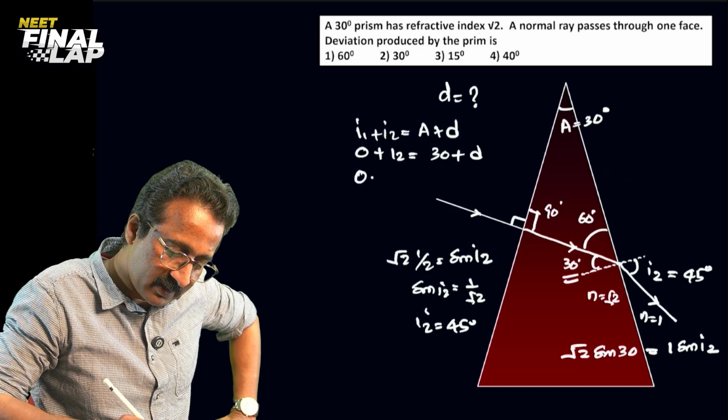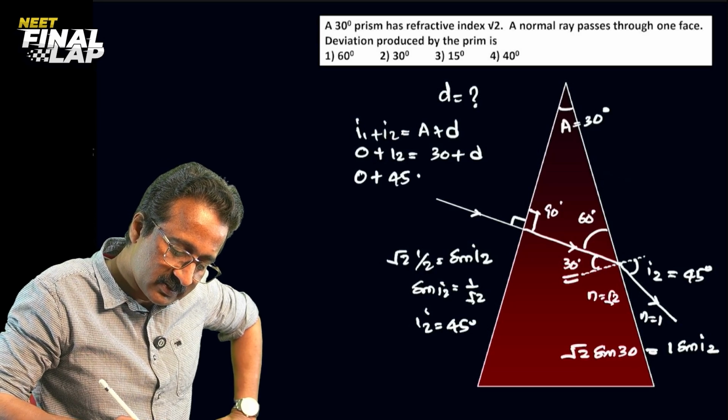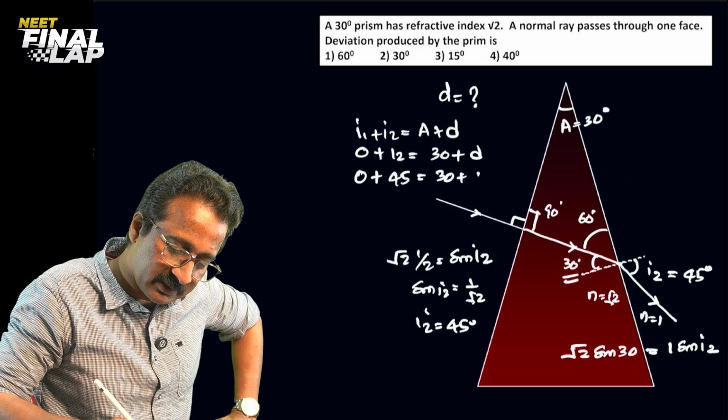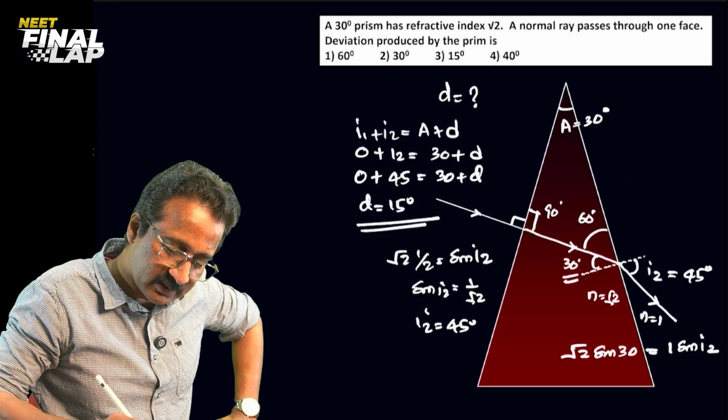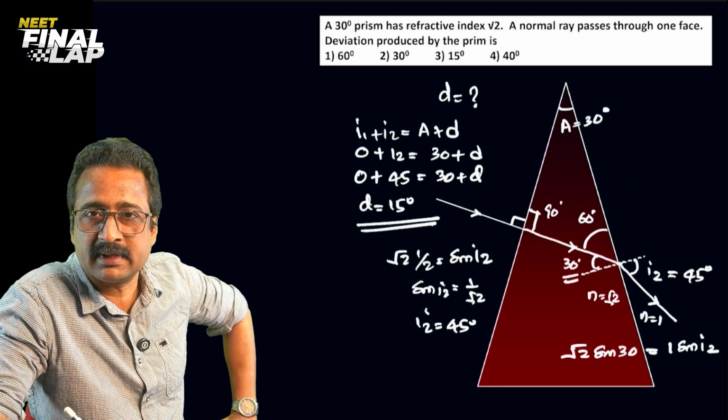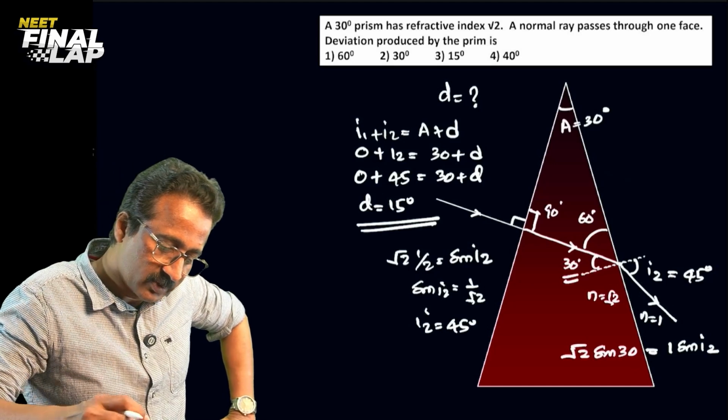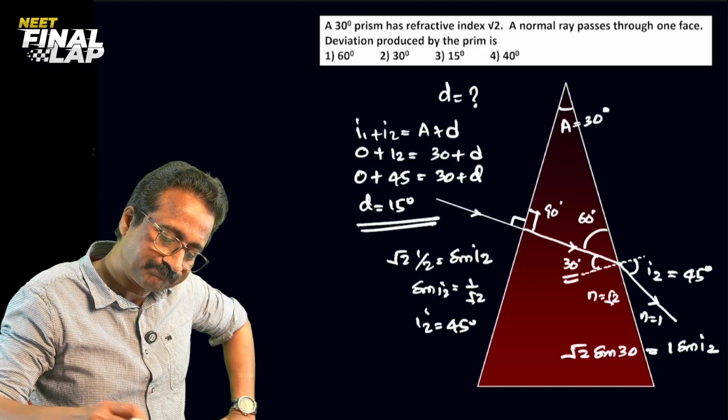Now let me come to the final step. 0 plus 45 is 30 plus D. That tells us what D is. Yes, it is 15 degree. That's the deviation produced by this prism. That was my second question on prism.